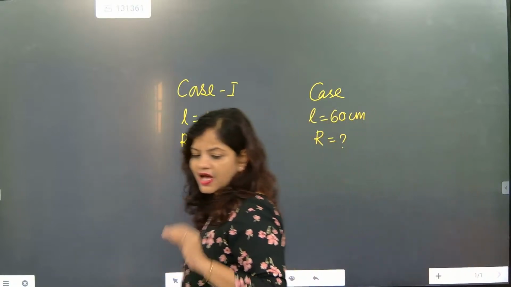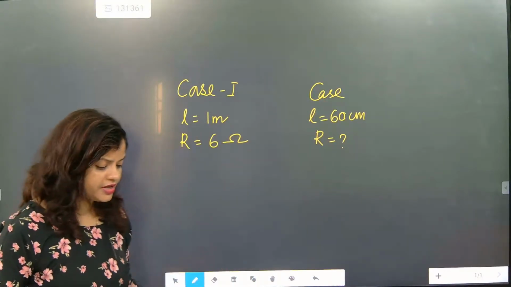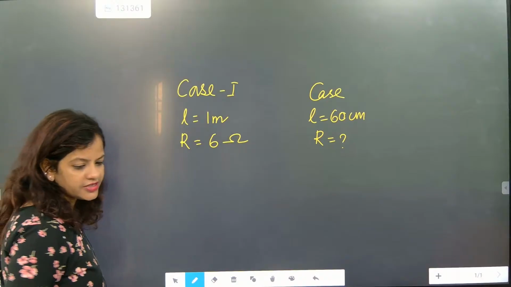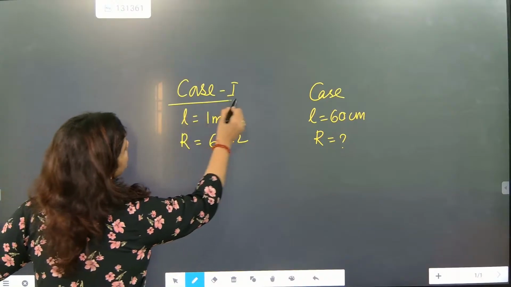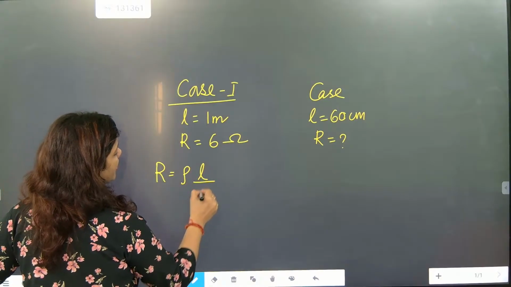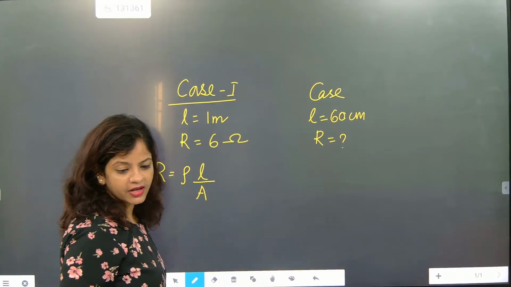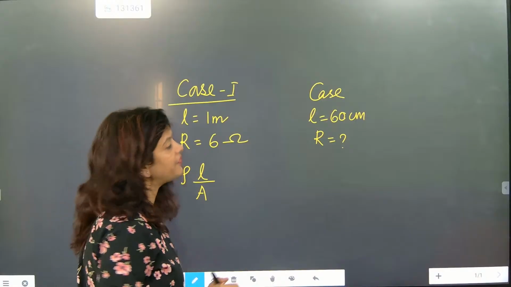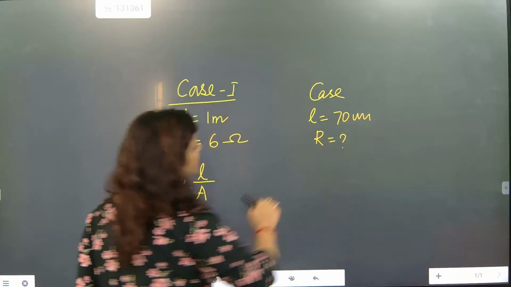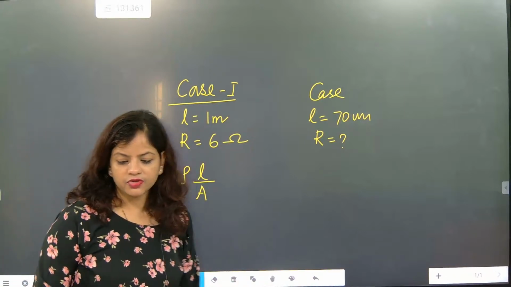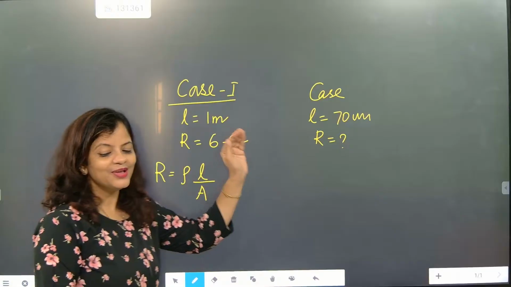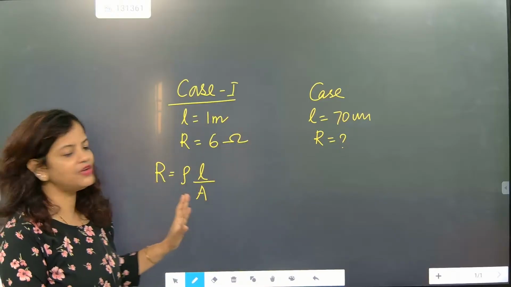Now, in this case, how are we going to handle it? Thank you for liking the class, beta. We are going to write the cases. Case 1, we know the formula: R is equal to rho L by A. Same wire, same 70 centimeter given. Okay, I am changing, 70 centimeter. Now, beta, one thing you remember. Vishwa has given the answer also. So now look here, beta.